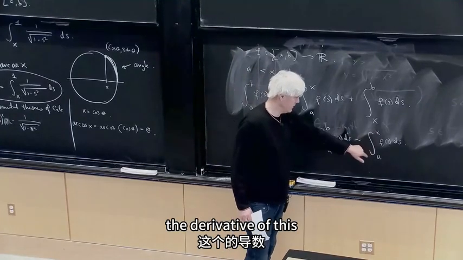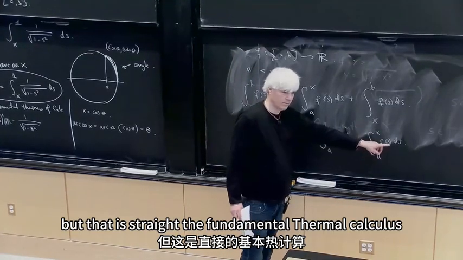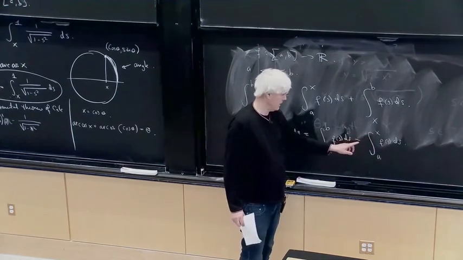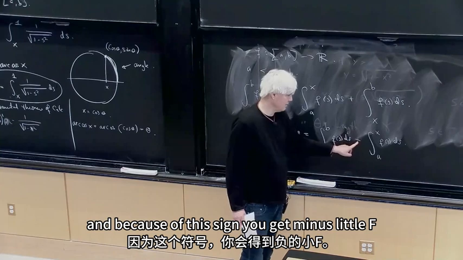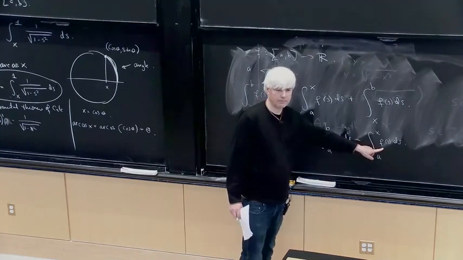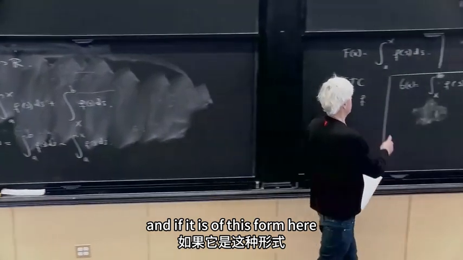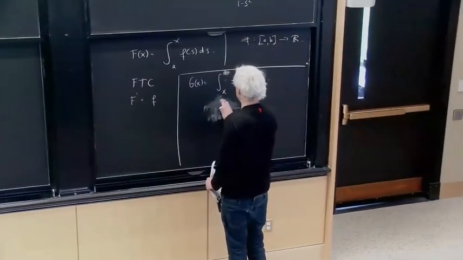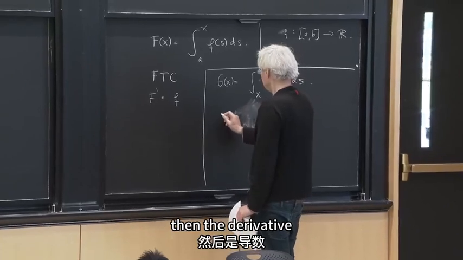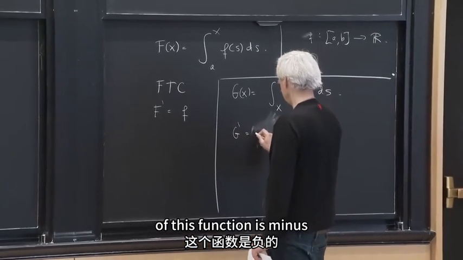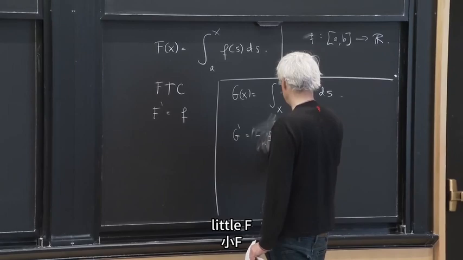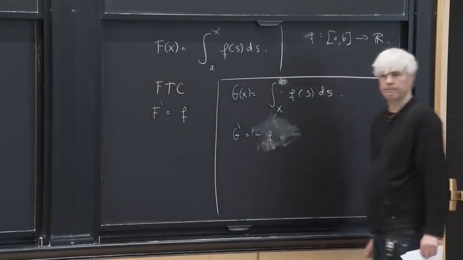The derivative of this, well, that is straight the fundamental theorem of calculus. And because of this sign, you get minus little f. And so that's what I applied over here: if it is of this form, then the derivative of this function is minus little f. Okay?